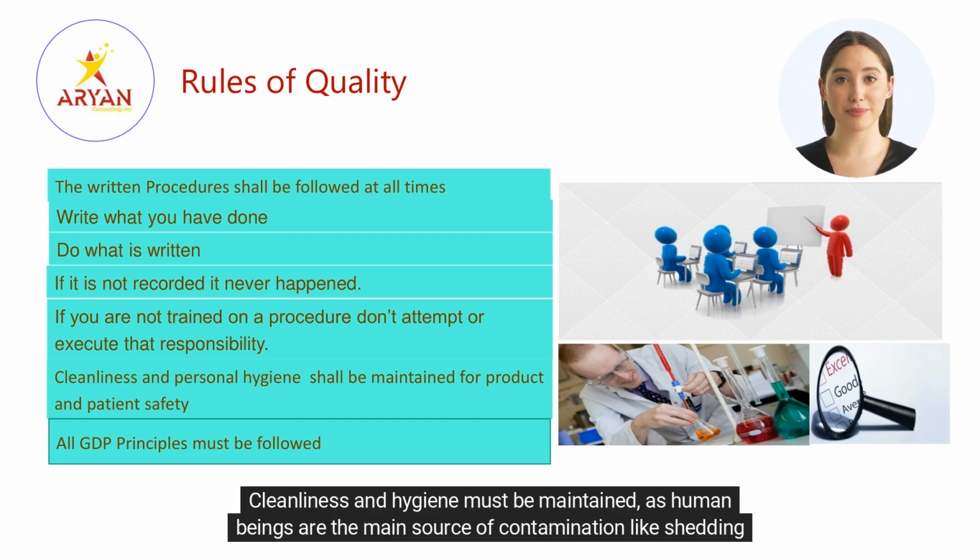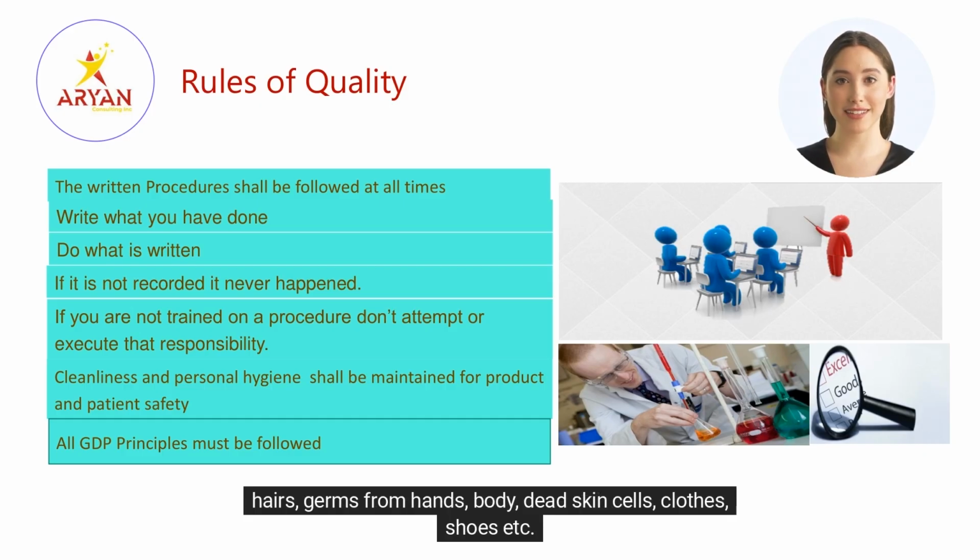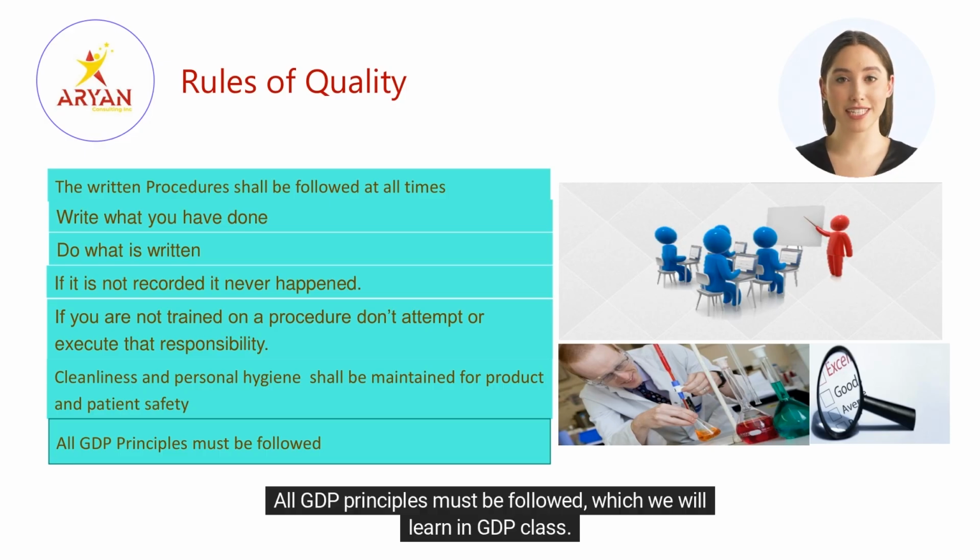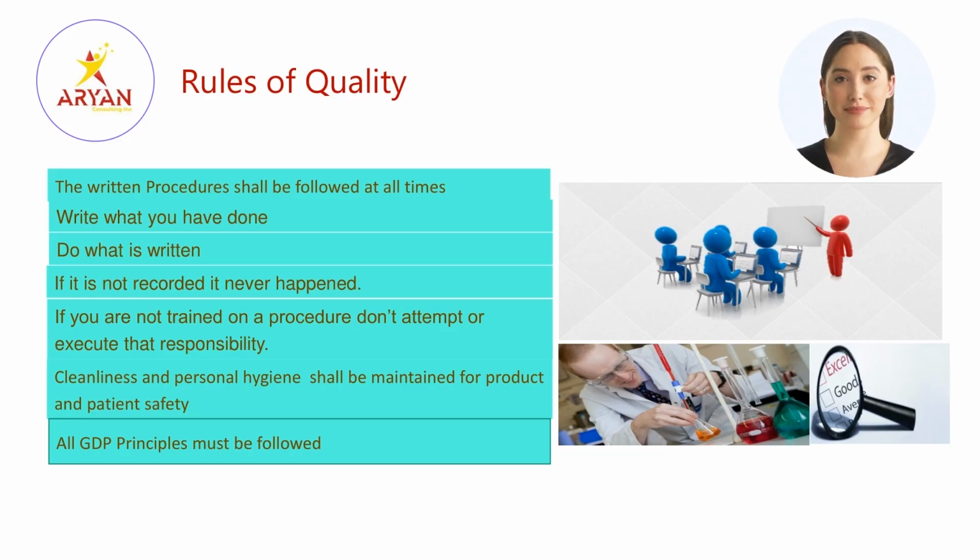Cleanliness and hygiene must be maintained, as human beings are the main source of contamination, like shedding hairs, germs from hands, body, dead skin cells, clothes, shoes, etc. All GDP principles must be followed, which we will learn in the GDP class.